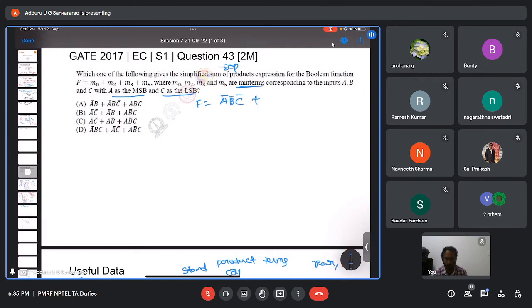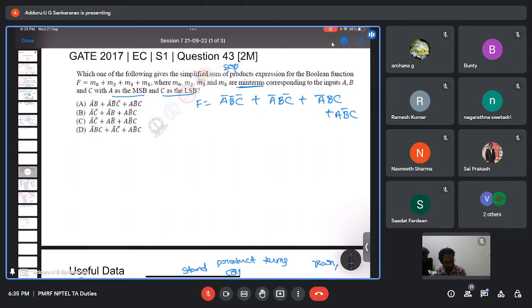And what is m2? M2 is A bar, B, C bar. And what is m3? A bar, B, C. And what is m5? A, B bar, C. Okay. So they have given only in terms of min terms.